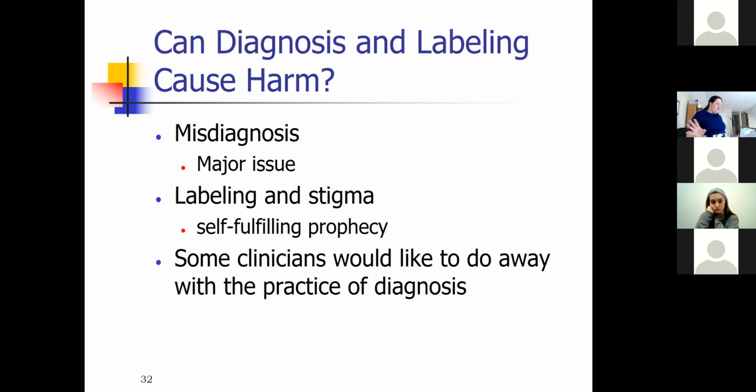So a big question in general in the field of mental health is whether just giving someone a label, giving someone a diagnosis, can be harmful in and of itself. So obviously misdiagnosis is a concern, right? We don't want to label someone with a disorder that they don't actually have and potentially label them with the stigma that might go along with that, or give them the wrong treatment that won't help because we're treating the wrong thing.